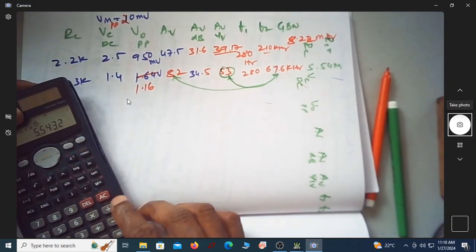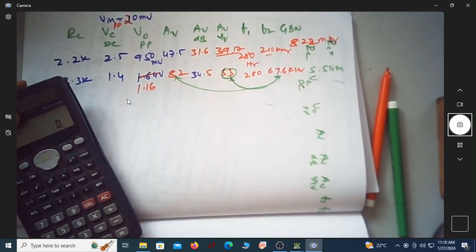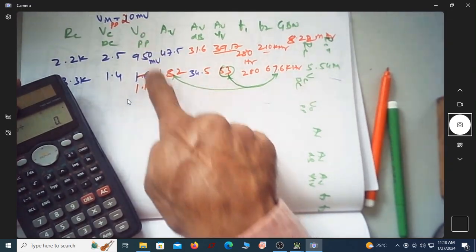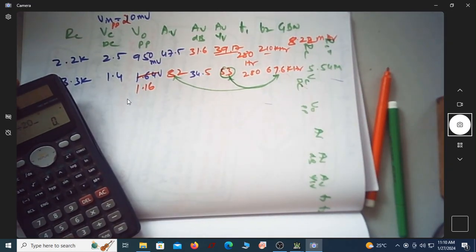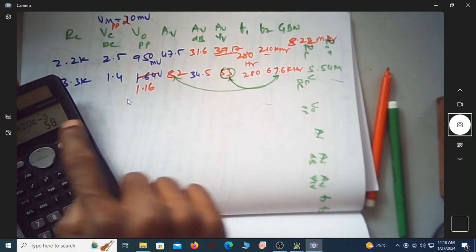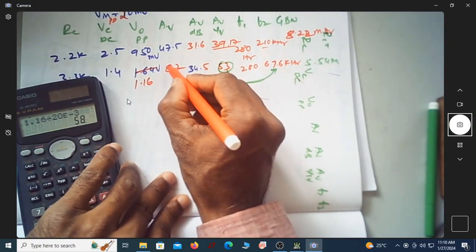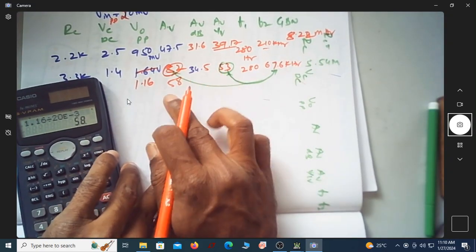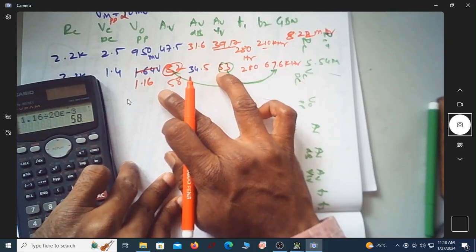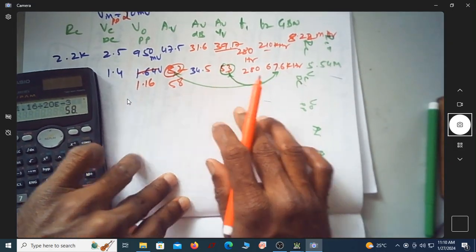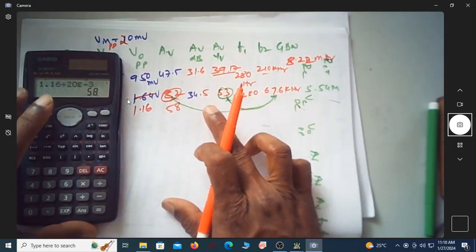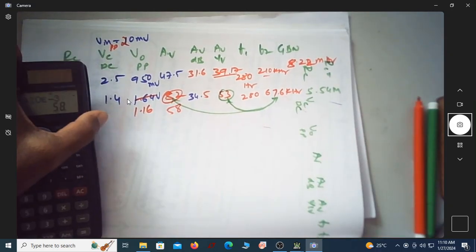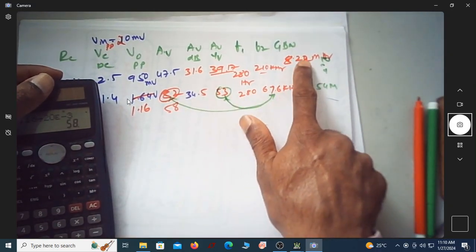Now what will be the gain? It is 1.16 divided by 20 exponential minus 3. So gain is 58. Okay, this is 58. You can see 58, 53, they are very close. Now let me find out what is the bandwidth. So what is the gain bandwidth product here?